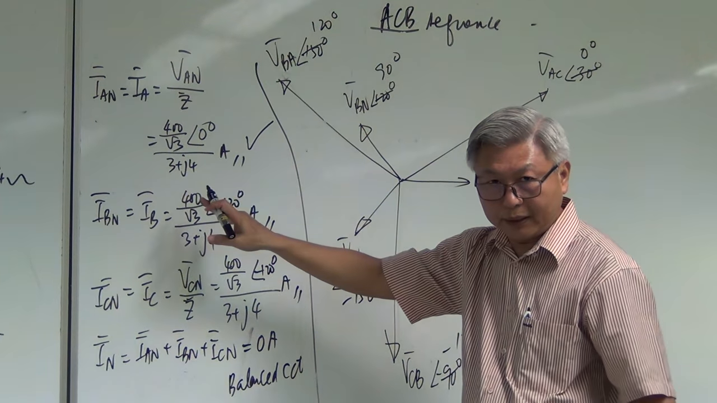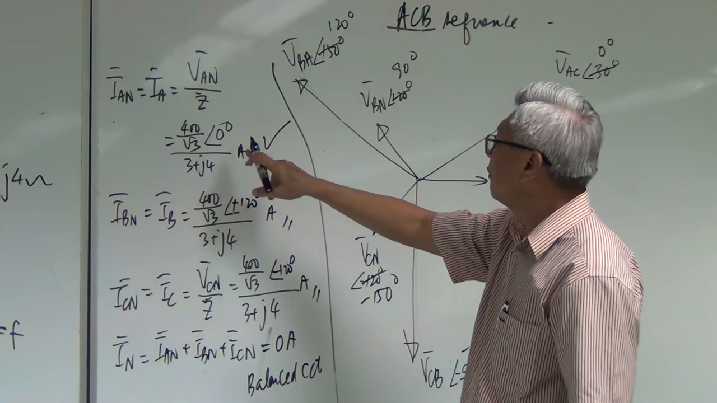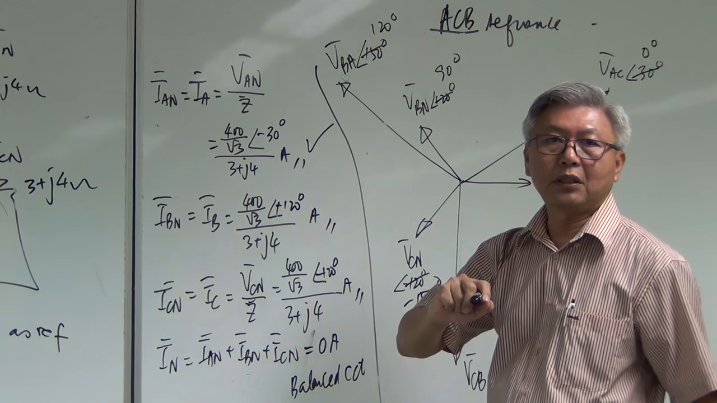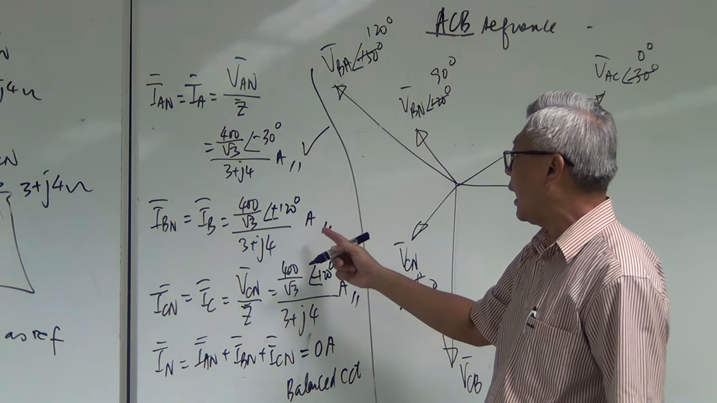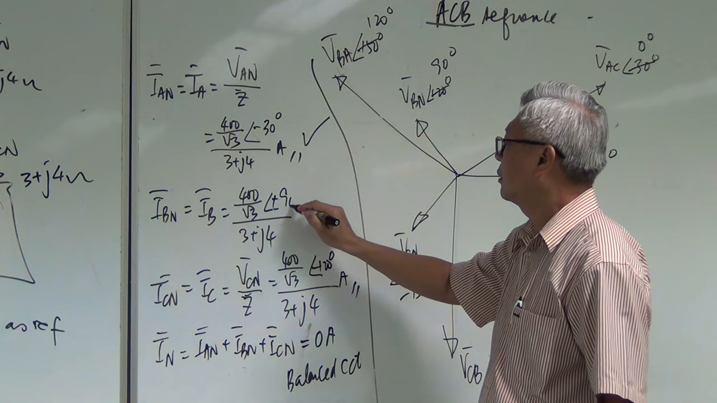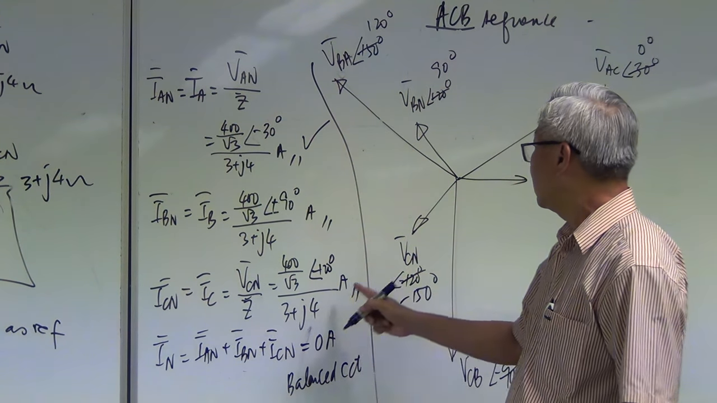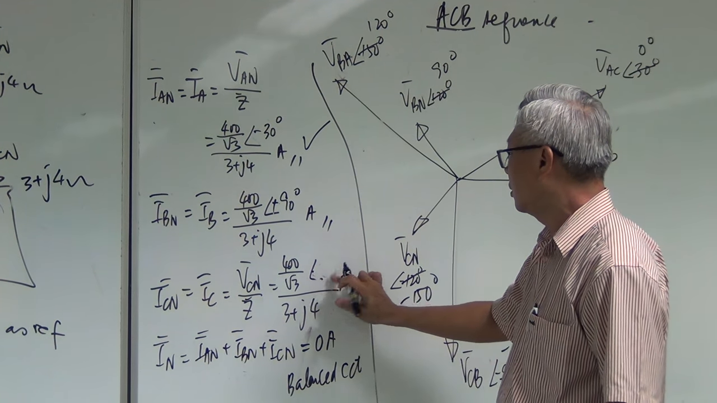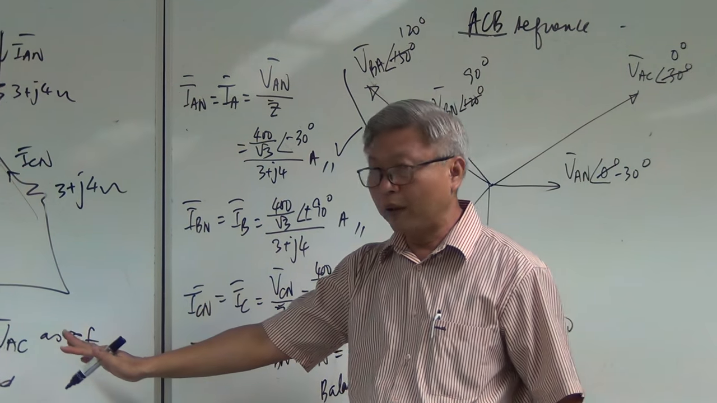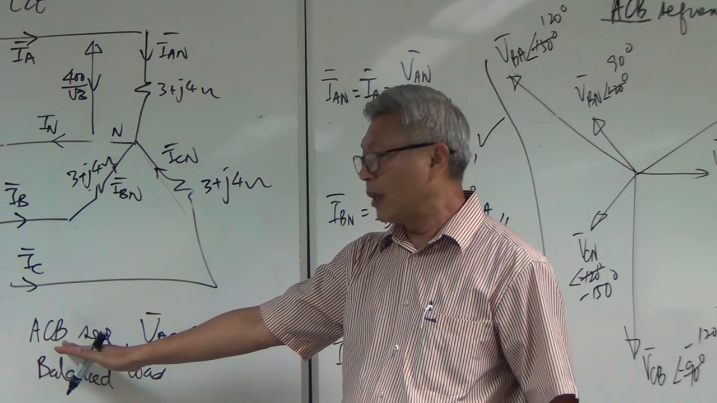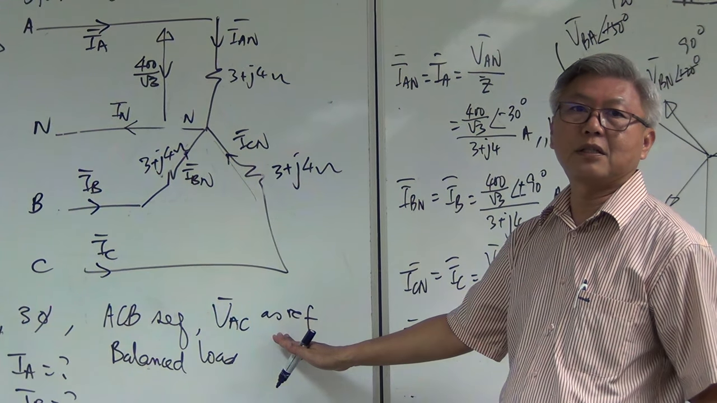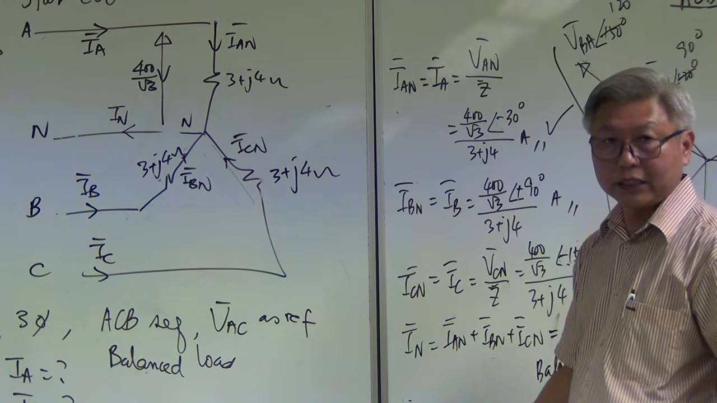Then we come and do our mathematics here. My VAN now is minus 30 degree. And my VBN is 90 degree. And then VCN is equal to minus 150. The method is the same. It's the angle that must be changed. So when you do your tutorial question or your test question, make sure you read the question, whether it's ABC sequence or ACB sequence, and who is the reference. And this is called the star circuit.